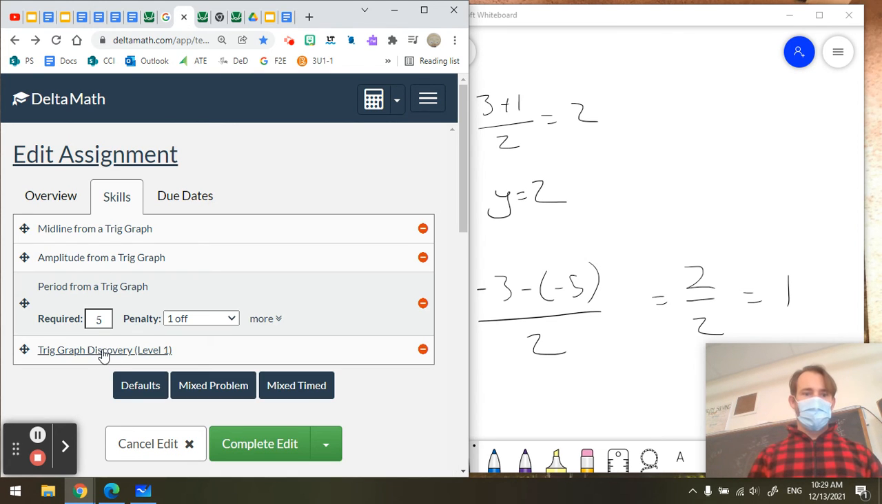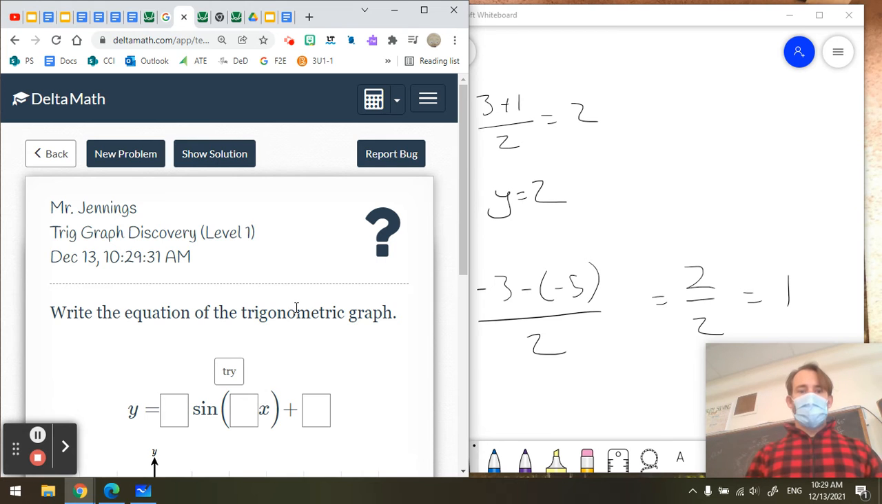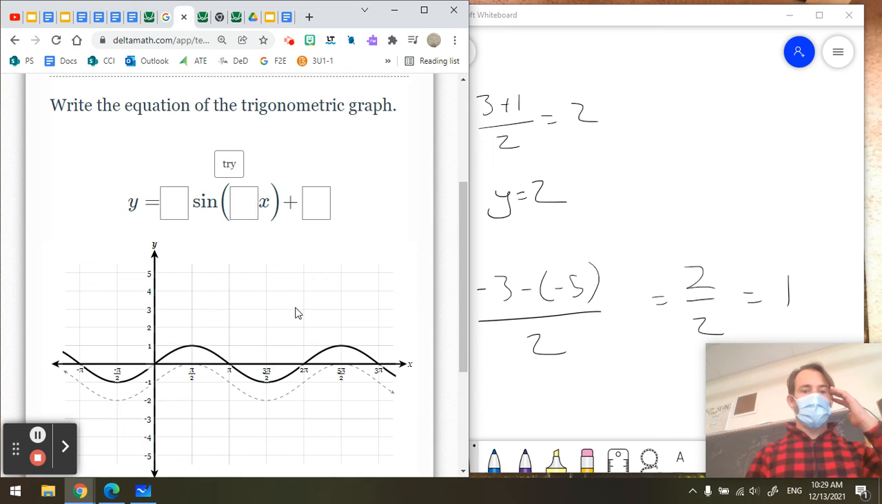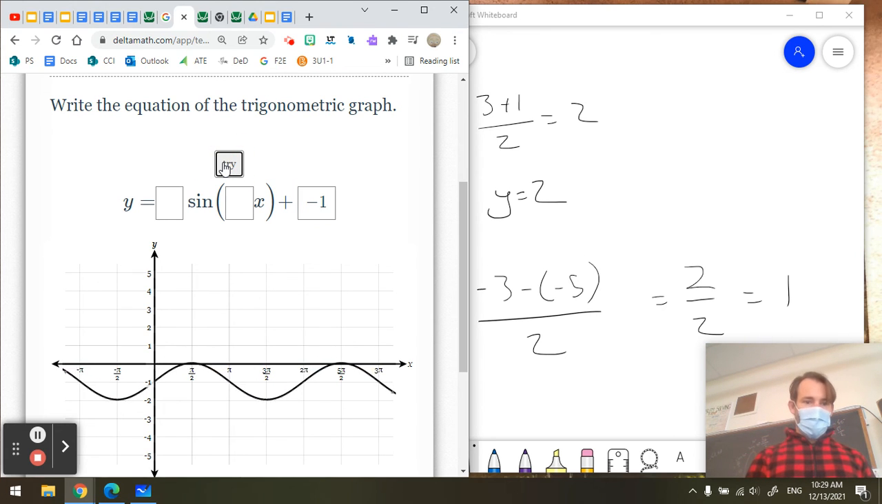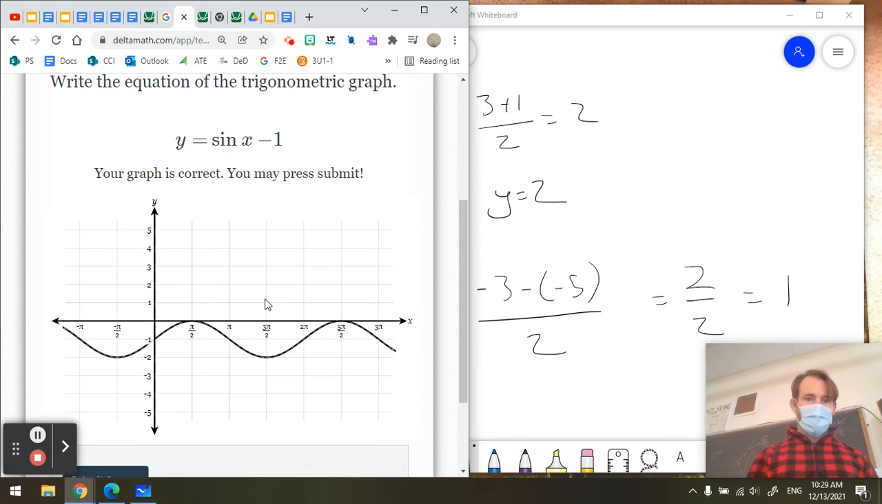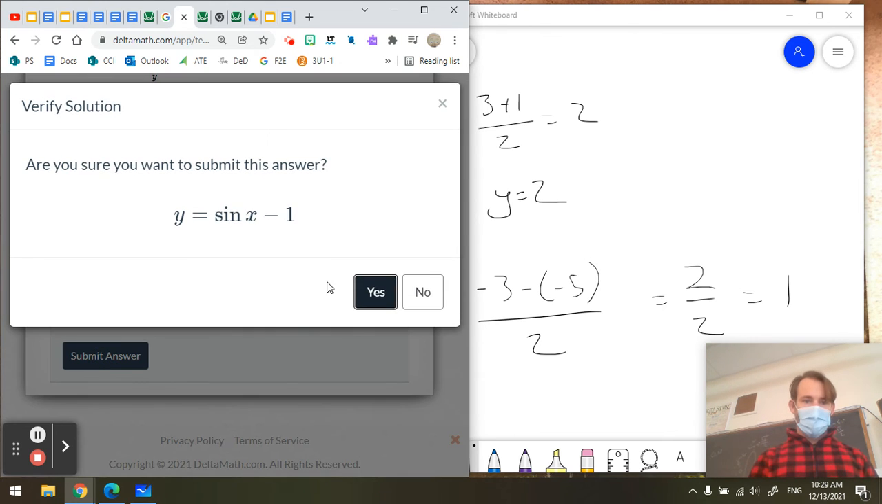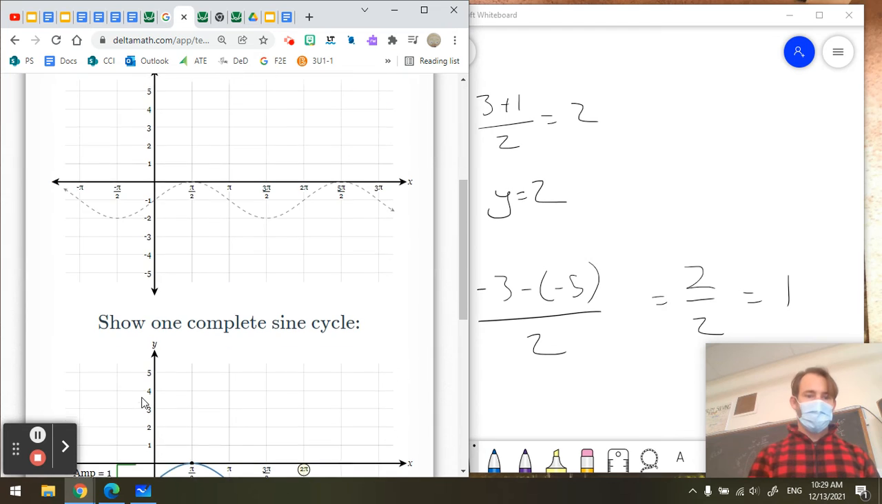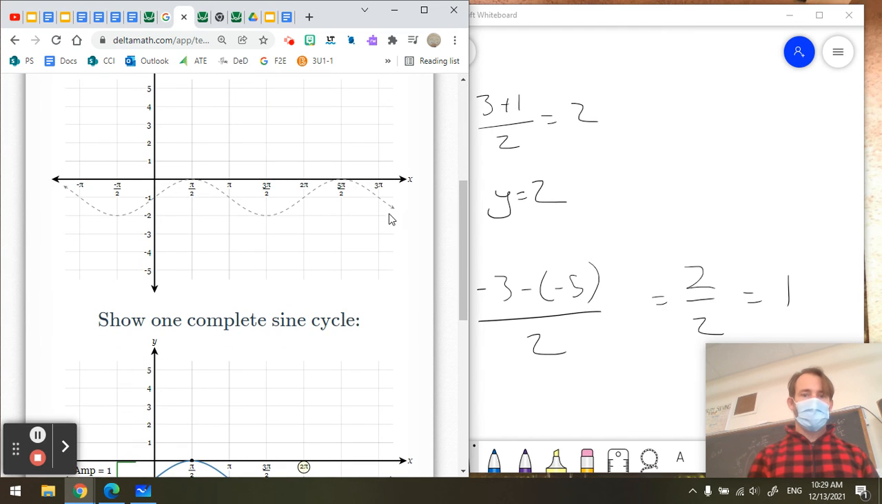Just a couple more. The last skill is applying some transformations to our trig functions to get the function down there. So I see I want to lower everything down by 1. If I say minus 1 and try that, it will go down, and ding, ding, ding, my graph is correct. I may press submit. Yes. And I now know that sine x minus 1 will look like that. It's going to transform it.